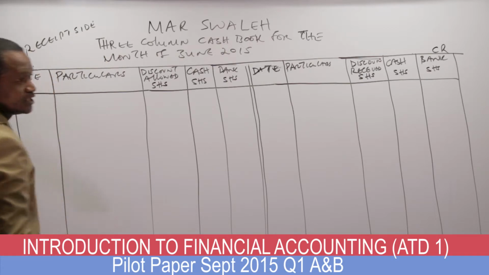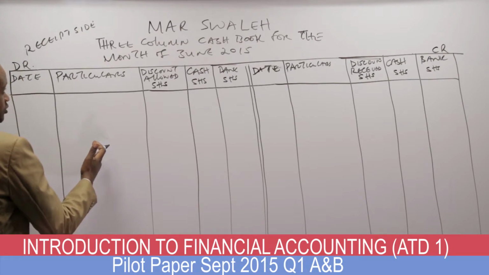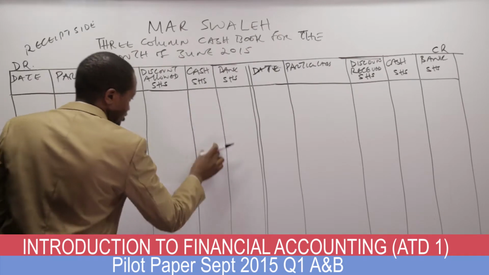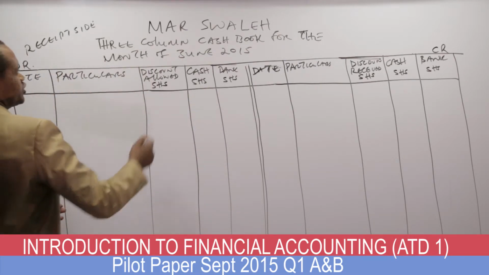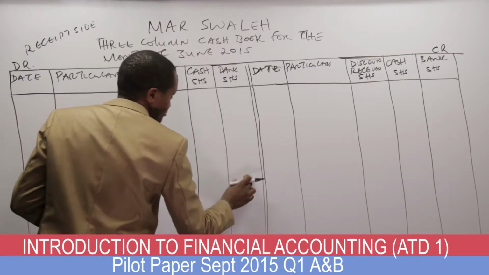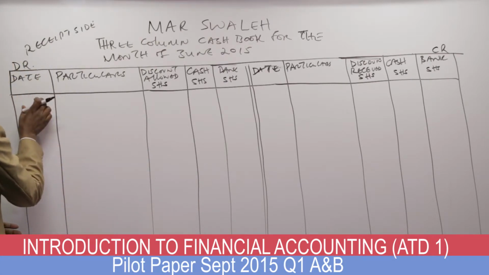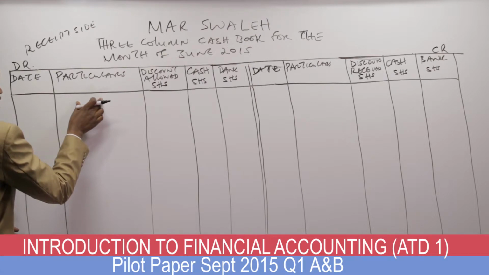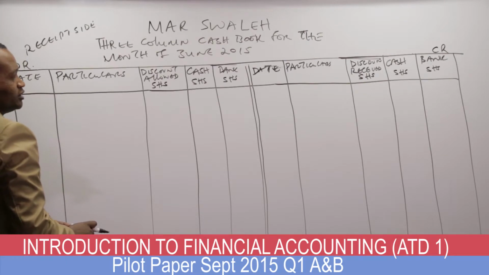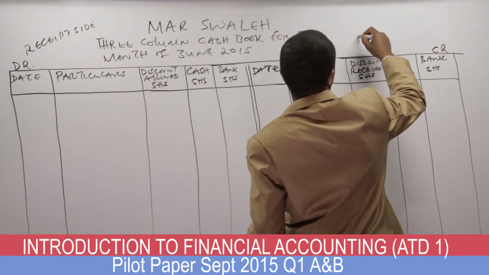Any money that is received in the business is recorded on this side of the cash book. If it is cash that is being received, it is recorded under the cash column. If Mark Swale is going to receive any check, then we record it under the bank column. He will write the date and the name of the person who gave him the check, then the amount under the bank column. That's important. Then the credit side is simply the payment side.